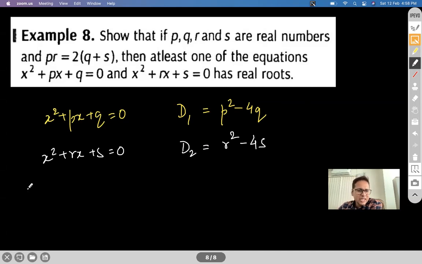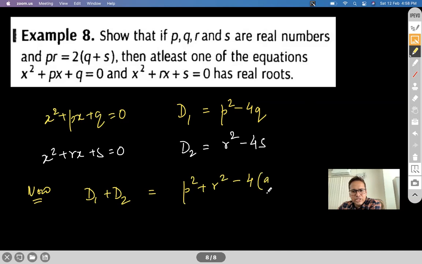Correct? Now let's add these two discriminants, D1 and D2. We'll end up getting P square plus R square minus 4 times Q plus S. Okay. Now we have been given that 2Q plus S is equal to PR. So this is given to us. Correct.